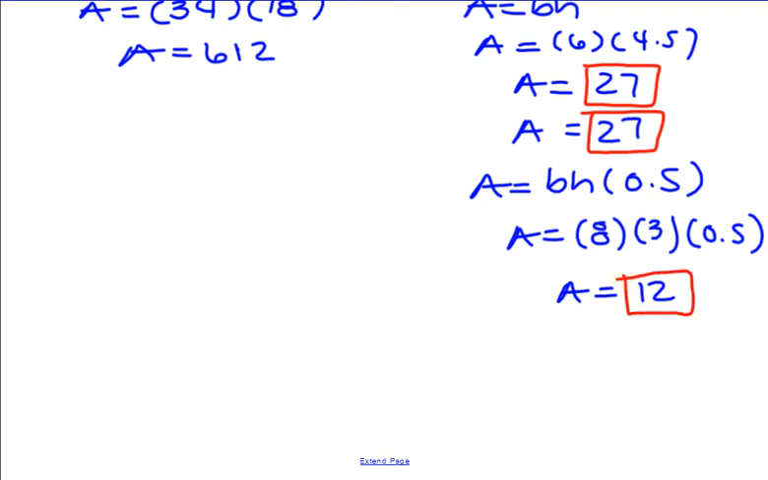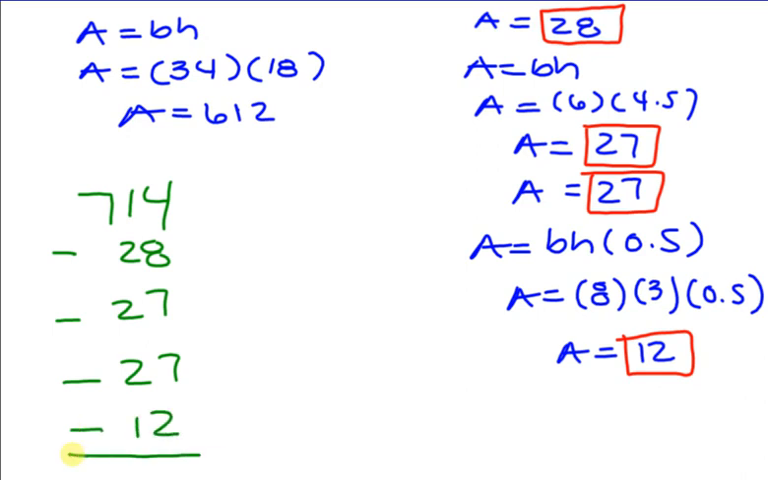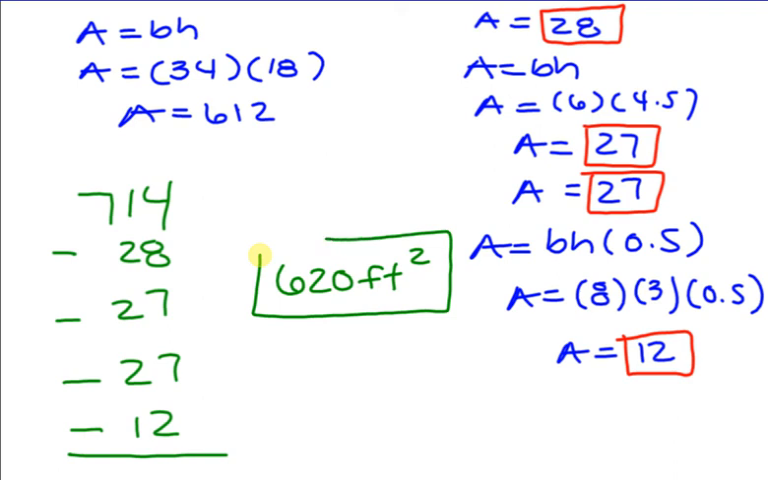Okay? Now, we have to do some subtraction. So we started off with 714. And we're going to subtract 28. We're going to subtract 27. We're going to subtract another 27. And we're going to subtract another 12. So go ahead and do 714 minus 28, and then whatever you get minus 27, whatever you get from that minus another 27, and then whatever you get from that another minus 12. And you're going to end up with 620 feet to the second power is the area that you need to paint.